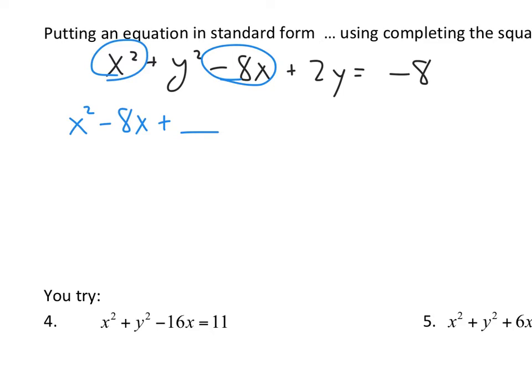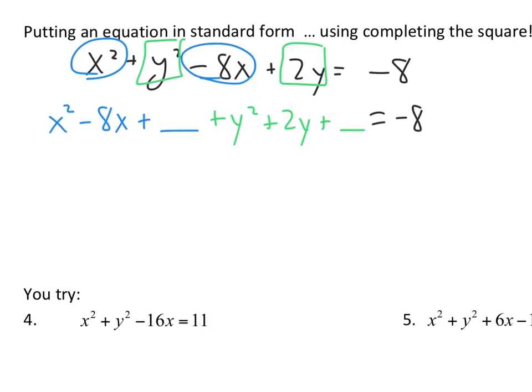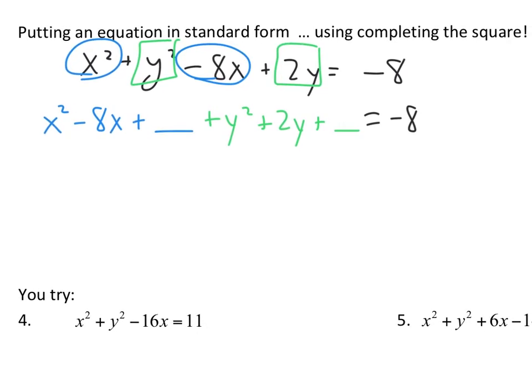And then I'm going to do the same thing, but with my y terms. So let's see, I've got a y squared and a 2y. So plus y squared plus 2y plus blank. Let's leave the negative 8 where it is. Okay, but if you notice, what I just set up is that I'm going to actually add something to the left side. That's what this plus blank means right here.